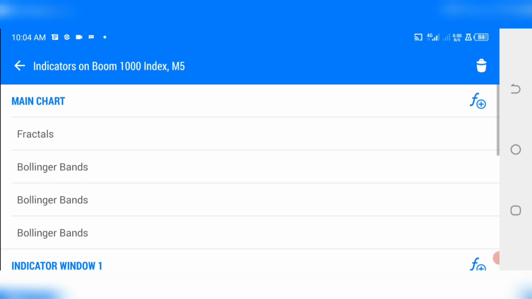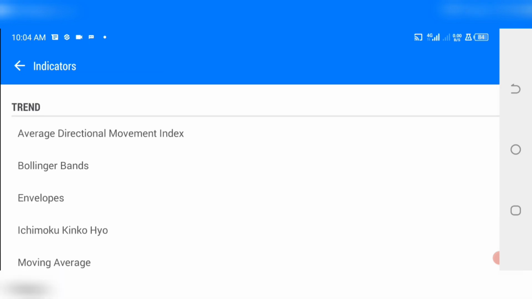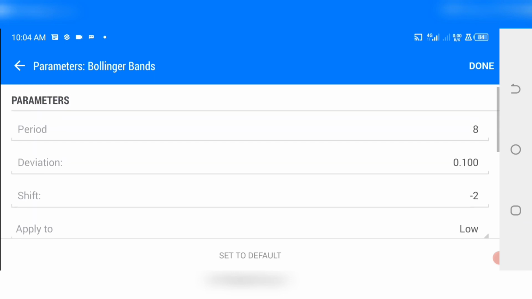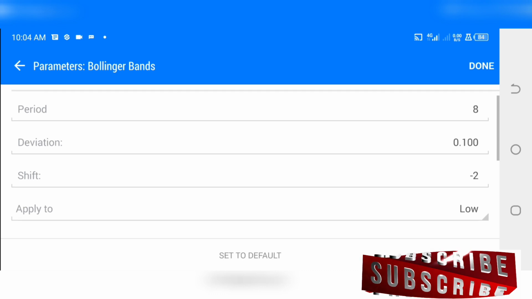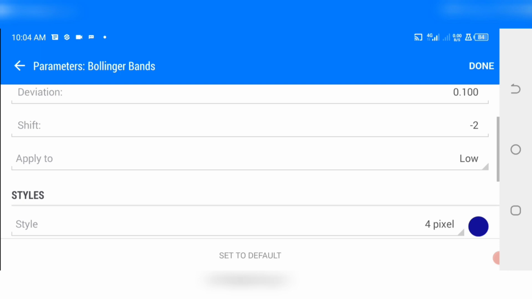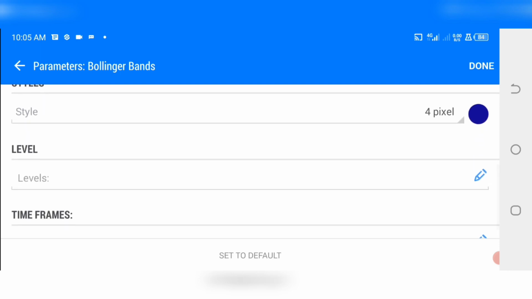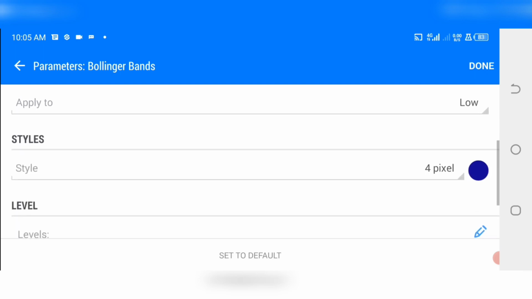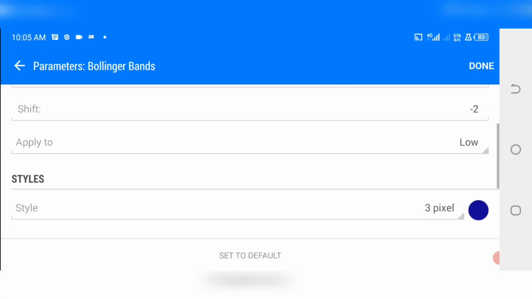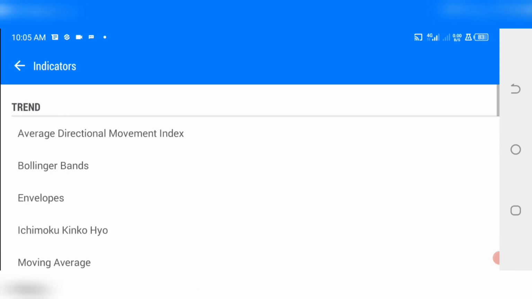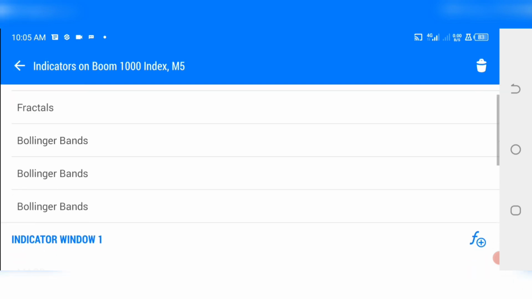Go to the next Bollinger Band. You click on your main charts and locate Bollinger Band. Look at the parameters for the second Bollinger Band. Period should be 8, deviation should be 0.100, shift should be -2, applied to should be low. Your style should be 4 pixel dark blue. The difference between the first Bollinger Band and the second one is that the first one is high, where the second one is low. So we have 3 Bollinger Bands.